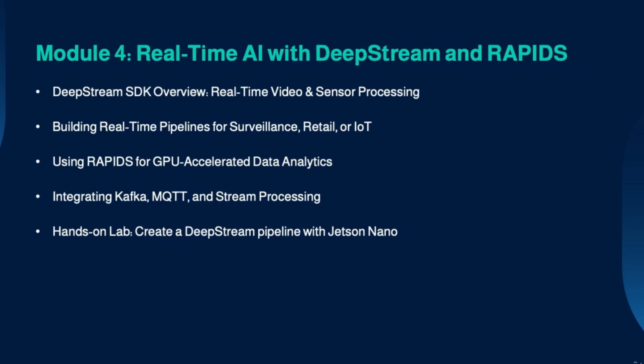Module 4, Real-Time AI with DeepStream and RAPIDS. Enter the world of real-time AI. With DeepStream, you'll process live video, sensor feeds, and event data. Use RAPIDS to turbocharge your data pipelines with GPU-accelerated analytics for blazing fast performance.